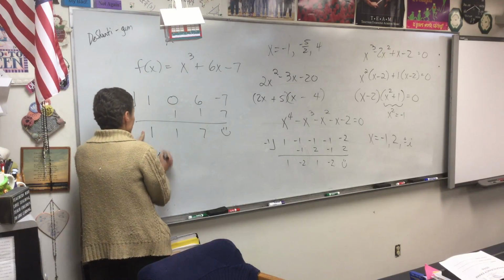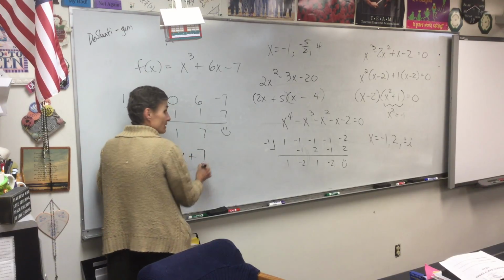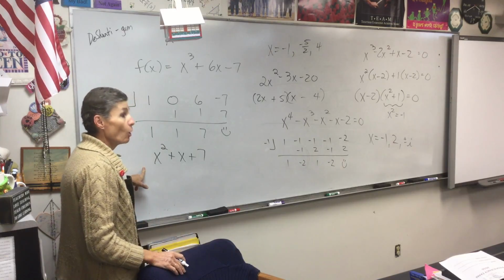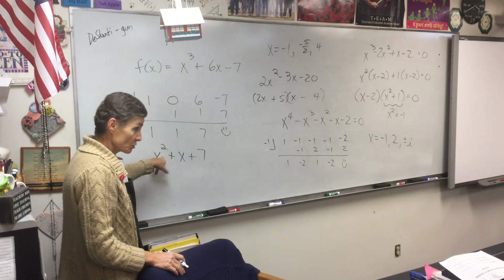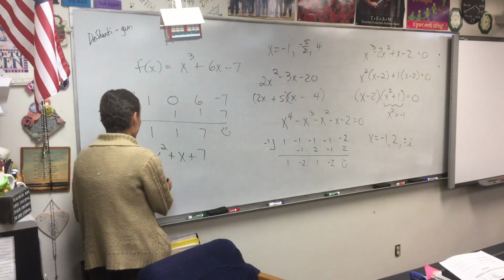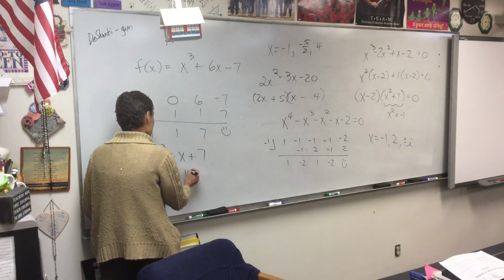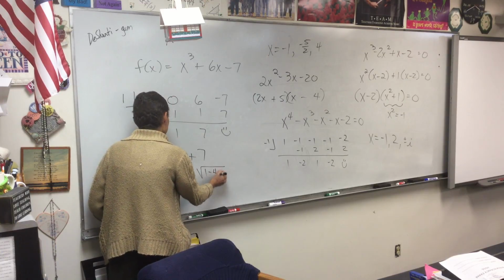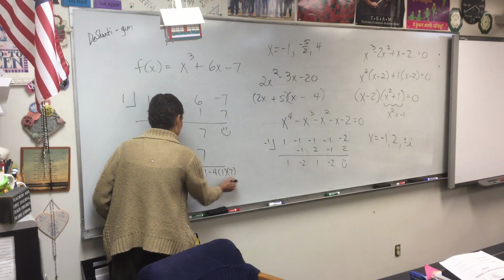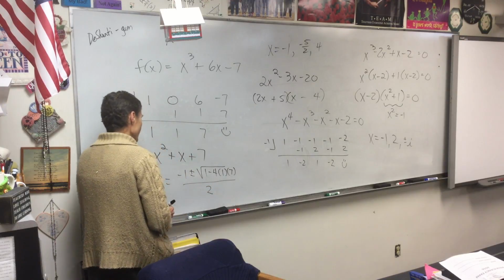Which is x squared plus x plus 7. No way is that factoring, but it is a quadratic. This one is quadratic. So x equals negative b plus or minus the square root of b squared minus 4ac, all over 2a.